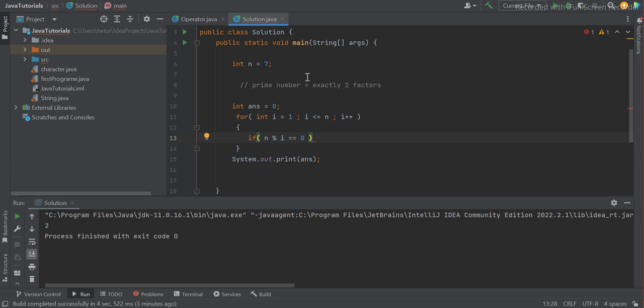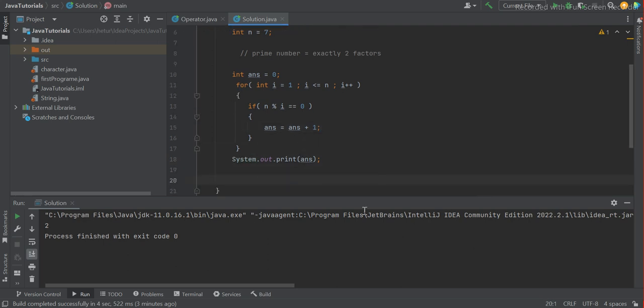And then in case I am getting n modulo i equal to 0, which means it is completely divisible, that is actually the count I am going to take. So inside, I will say answer equal to answer plus 1. In this case, I'm starting from 0 and wherever I find that this particular number is completely divisible, that is one factor, and then I'm increasing the factor count by 1, right?